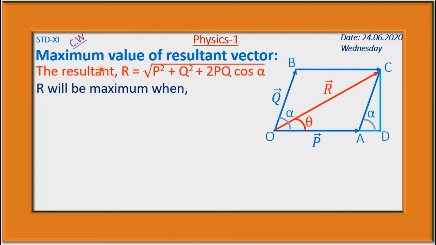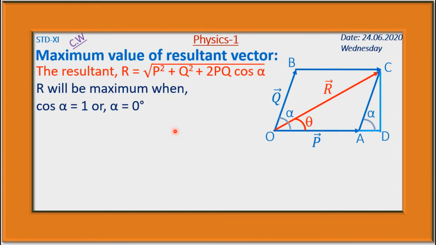That is, the value of R depends on P, Q and alpha. But P and Q are fixed, so the value of R depends on alpha. When cos alpha is maximum, the value of R is maximum. When cos alpha is minimum, the value of R is minimum. Therefore R will be maximum when cos alpha is equal to 1, or alpha is equal to 0 degree.